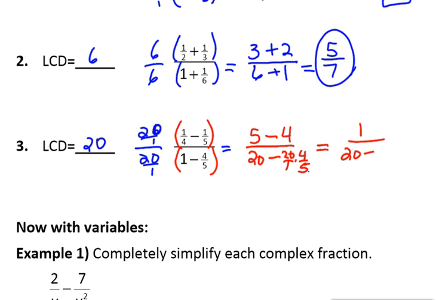the 5 will go into 25 4 times. So 4 times 4 is 16, so minus 16. So I get 1/4 for that answer.